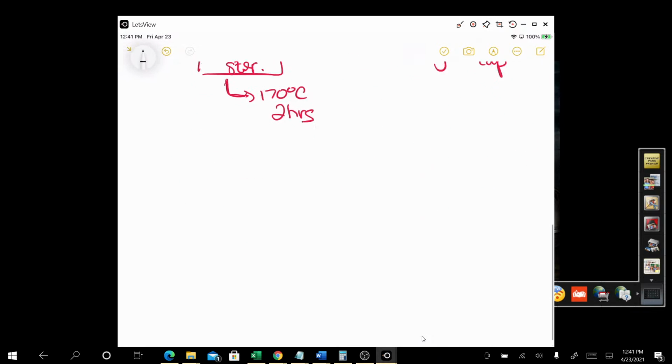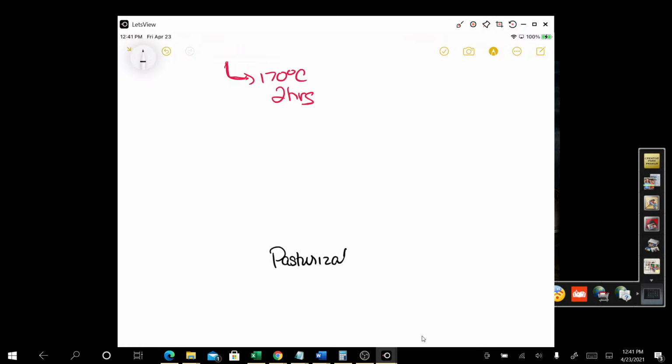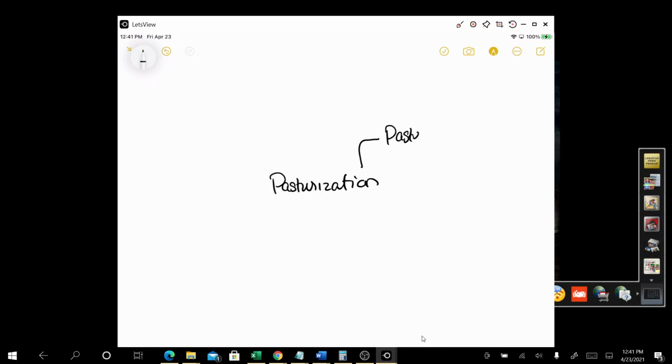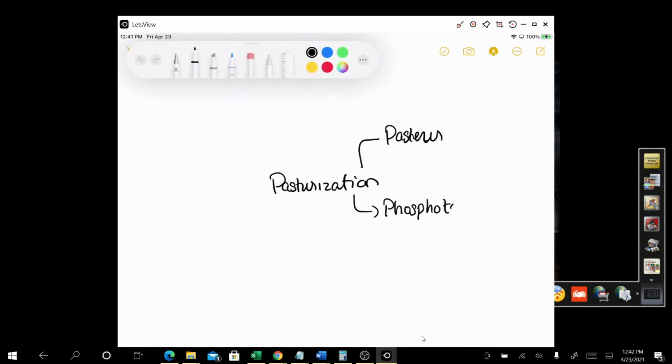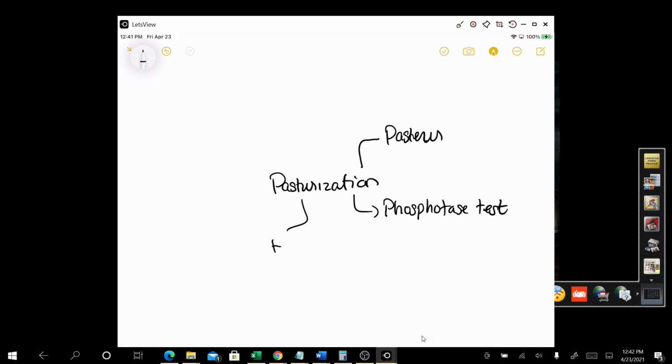We're going to do pasteurization. So with pasteurization, we have Pasteur. Oops, going too fast. Pasteur. We have our phosphatase test. Moving too fast. Phosphatase test. And we have HT, ST.